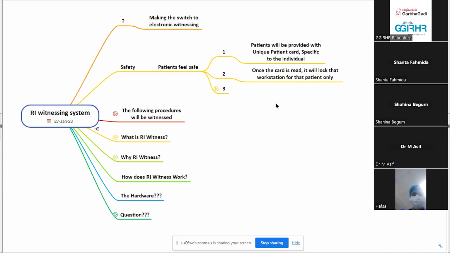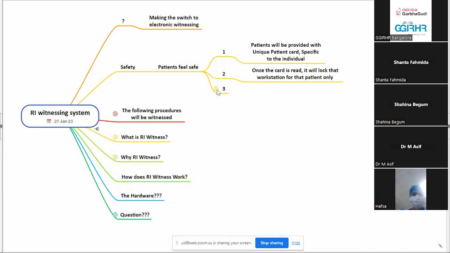Once the card is read, it will lock the workstation. The workstation is where we process and deal with the embryos. It will lock the workstation only for that patient. If I keep anybody else's sample on the workstation, it will start beeping. At that time you can process only one sample. With this also the patient will feel very safe and can trust us.